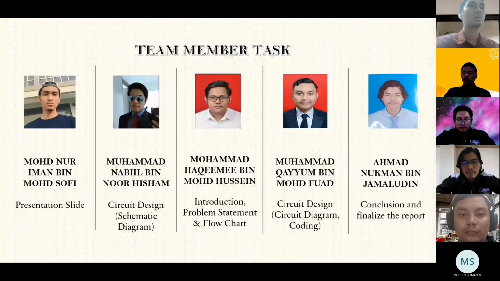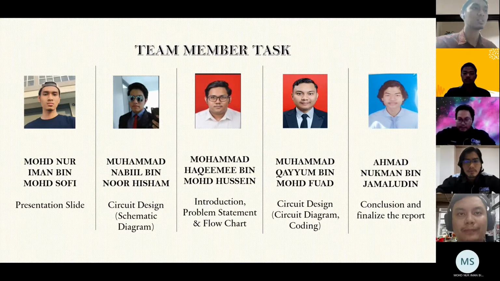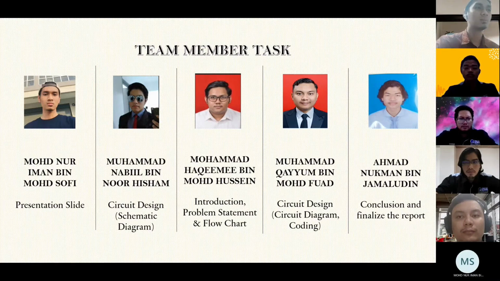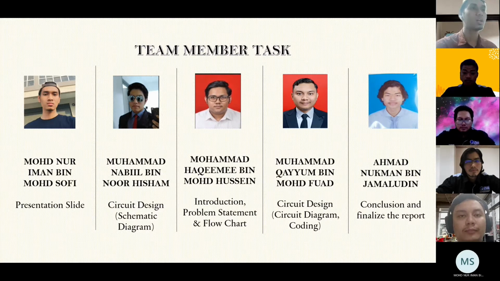Now I will introduce the team members' tasks. The group leader is Muhammad HAQEEMEE bin Muhammad HUSSEIN. His tasks are the introduction, problem statement, and flowchart for the report. Next, Muhammad NABIIL bin Noor Hashim conducts the circuit design and the schematic diagram.